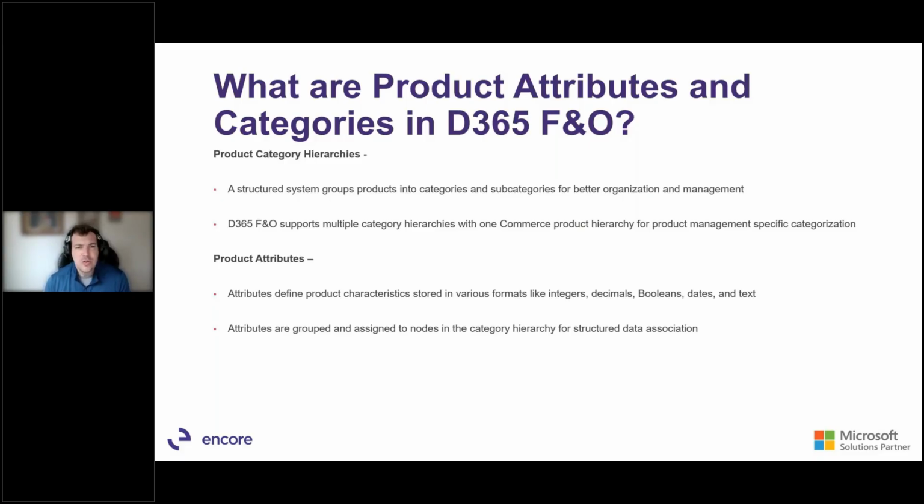So fitting into those product categories are things called product attributes. Now these attributes define product characteristics stored in various formats like integers, decimals, booleans, dates, and then text fields. Each one of those attributes are grouped and then assigned to the nodes in the category hierarchy, and that's what structures the data and allows you to view those data values on the released products themselves.